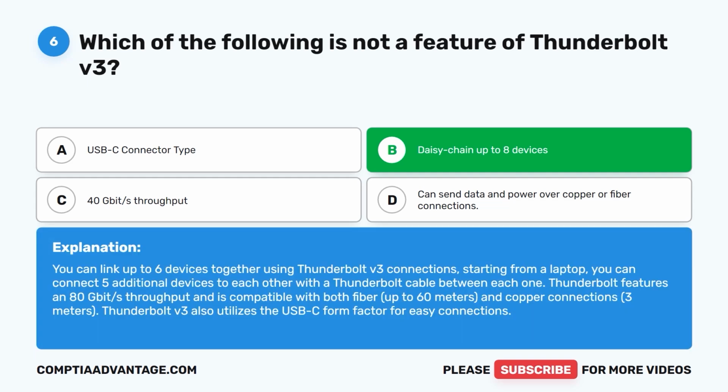You can link up to 6 devices together using Thunderbolt version 3 connections. Starting from a laptop, you can connect 5 additional devices to each other with a Thunderbolt cable between each one. Thunderbolt features an 80 gigabits throughput and is compatible with both fiber up to 60 meters and copper connections up to 3 meters. Thunderbolt version 3 also utilizes the USB-C form factor for easy connections.